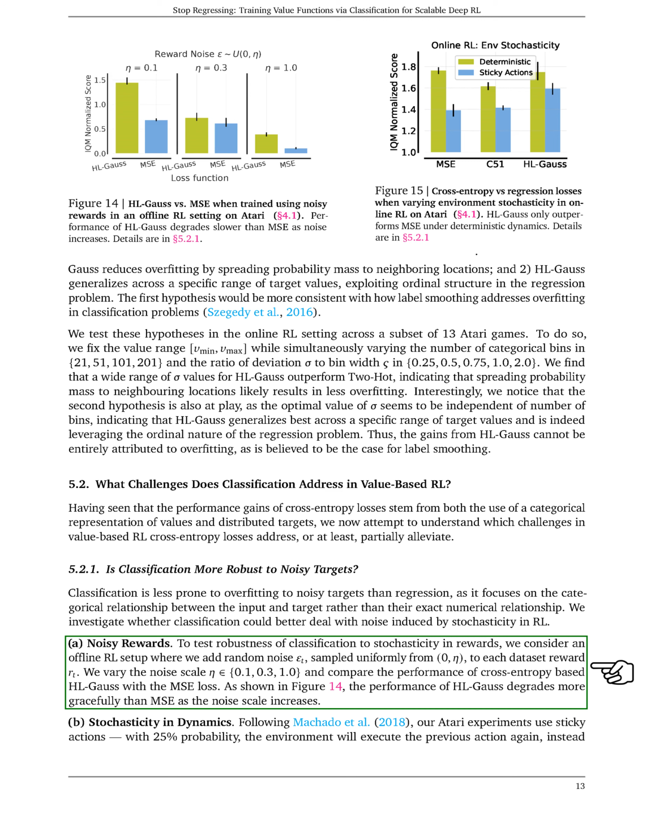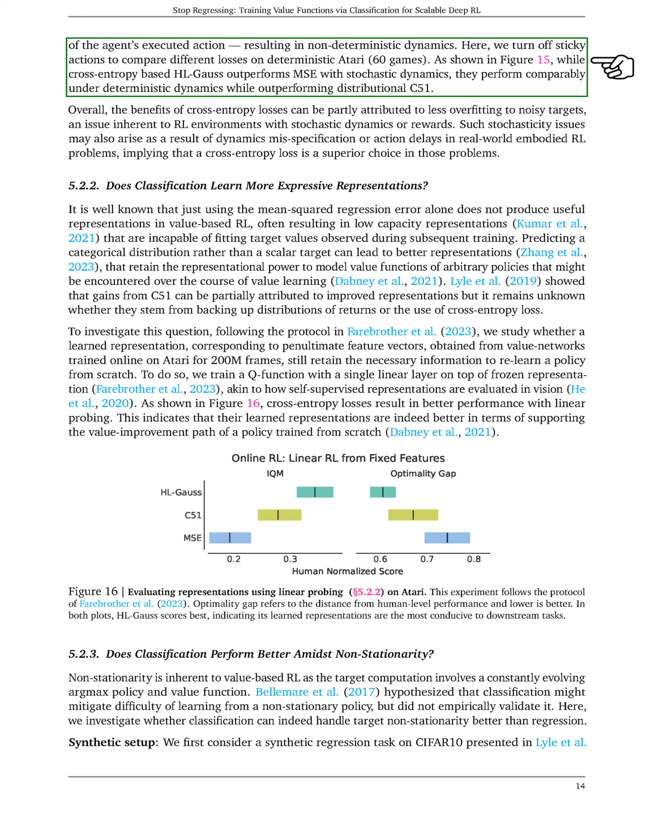We adjust the scale of this noise and compare the performance of a cross-entropy-based method with that of mean squared error, MSE, loss. Our findings show that the performance of the cross-entropy-based method declines more gracefully as the noise scale increases. Additionally, we consider the stochasticity in dynamics by conducting experiments in an environment with sticky actions, which introduces non-deterministic dynamics. When we disable sticky actions to compare different losses under deterministic conditions, the cross-entropy-based method and MSE perform similarly, though both outperform a distributional approach.